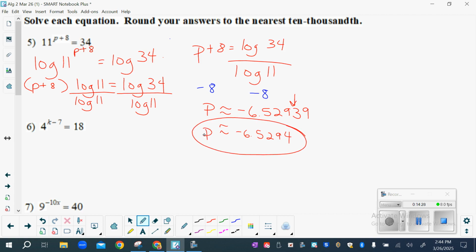How many points will you mark us down if we write 6.529? Once he clarifies it, then yes. I asked you to round it to the nearest 10,000. Yes, that's on the top, Aiden. It's on the top, so you gotta do it, it says.